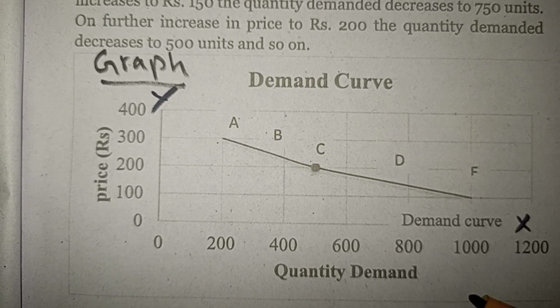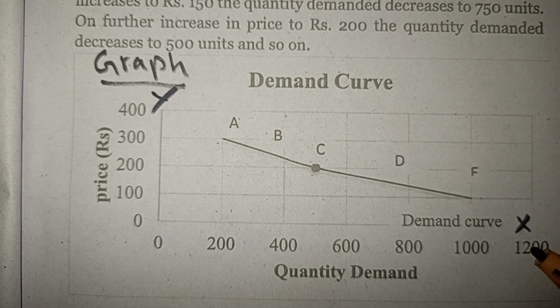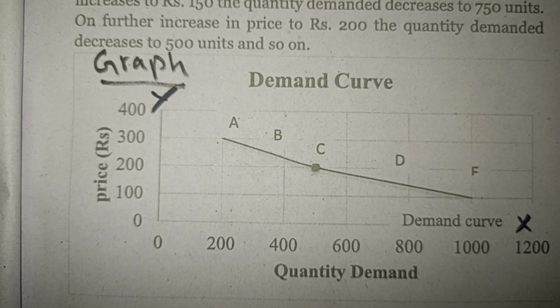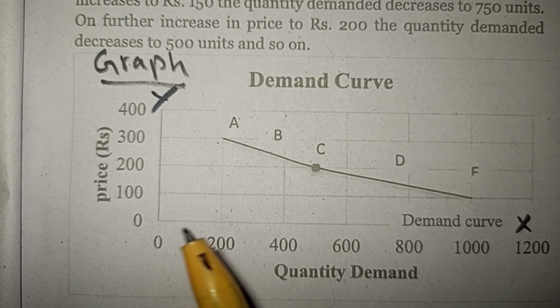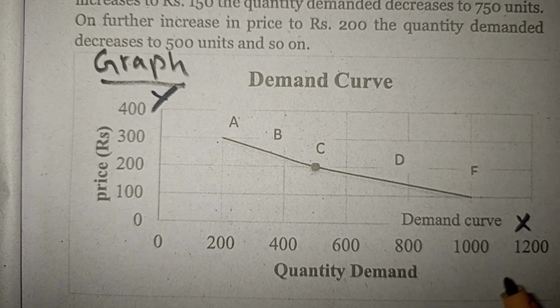But the quantity demanded, which is shown on the x-axis, is a dependent variable. It depends upon the price. Its changes occur due to the changes in price. Its changes depend upon the changes in price.